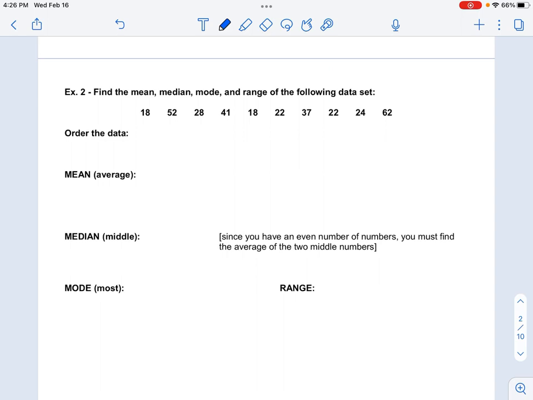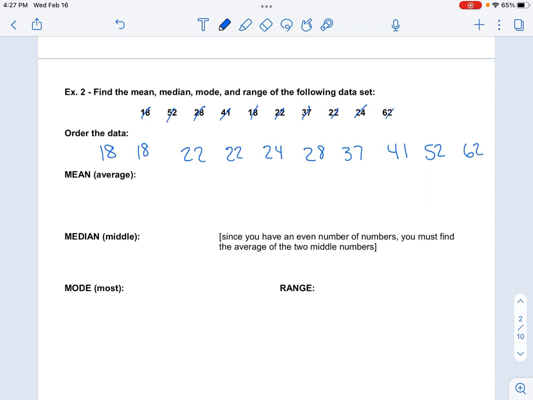We have a slightly bigger set of data that we are going to use. So first things first, we need to order our data. We're going to order it from smallest to largest. So we're going to start with 18, and I'm going to cross out as I go. Another one, then 22, then 22, then 24, then 28, then it looks like 37, 41, 52, and 62.